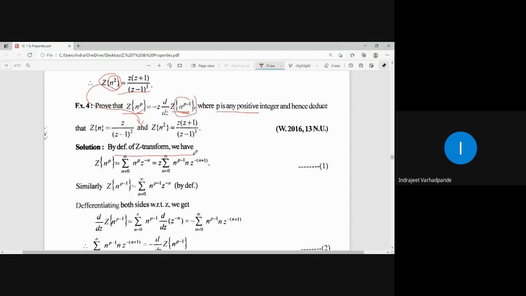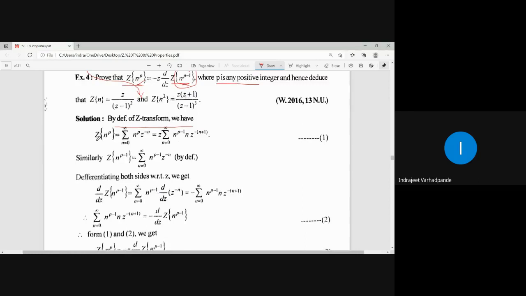By definition of z transform, we have z of n to the power p is summation n equal to 0 to infinity n to the power p into z to the power minus n. So z outside, why am I doing this? See, I want the term as n plus 1 because I will be using the definition. So accordingly मैंने adjustment क्या कर दिया, z to the power minus n into z to the power minus 1, and to cancel this z to the power minus 1 I will be multiplying by z to the power 1.